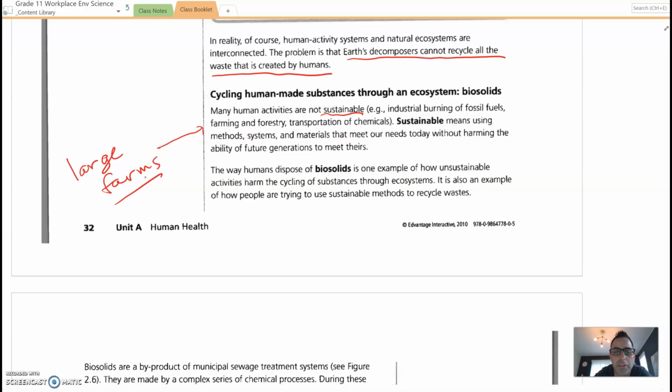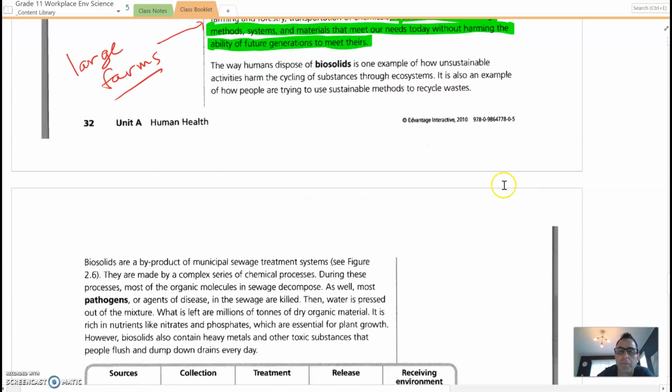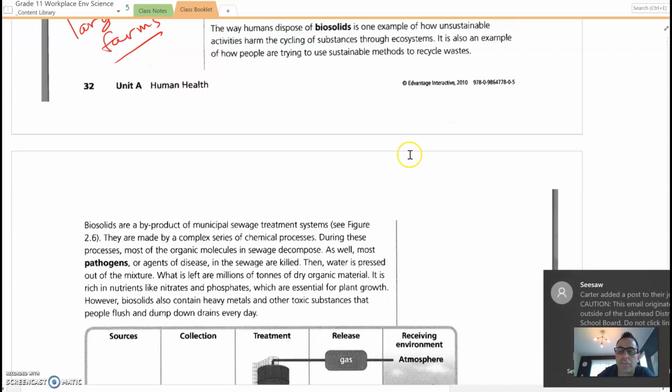Sustainable means using methods, systems, and materials that meet our needs today without harming the ability of future generations to meet theirs. That's a really important one. I'm going to use green because green means sustainable to me. There we go. Really important definition. The way humans dispose of biosolids is one example of how unsustainable activities harm the cycling of substances through ecosystems. It is also an example of how people are trying to use sustainable methods to reduce waste.